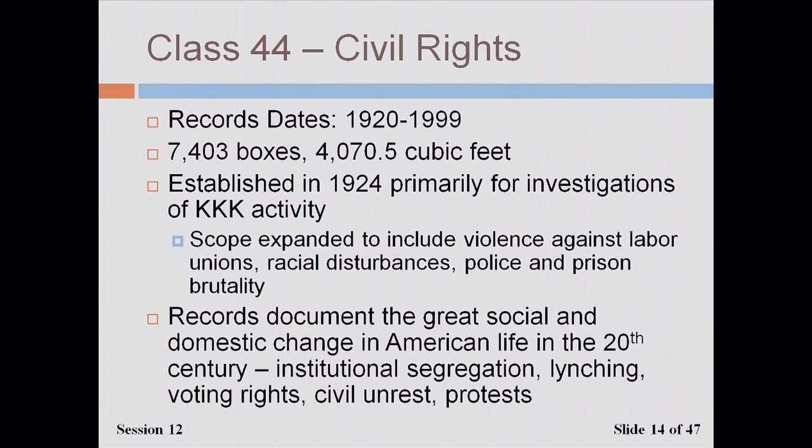Next class is Class 44 for civil rights. This was established in 1924 for investigations of KKK activity, and the scope expanded to include violence against labor unions, racial disturbances, and police and prison brutality. Many famous cases include the 1967 Detroit riots, the 1968 Democratic Party convention in Chicago, and the murder of various civil rights workers. Or any investigation where a group's or individual's civil rights might have been violated, which also includes a file on motorcycle gangs and how their rights were violated. In spite of the large cubic footage that is at NARA right now, the FBI still has a bulk of these civil rights files in their custody.